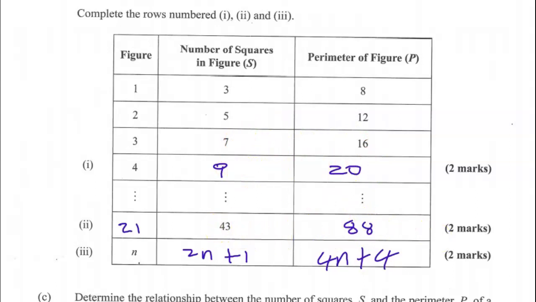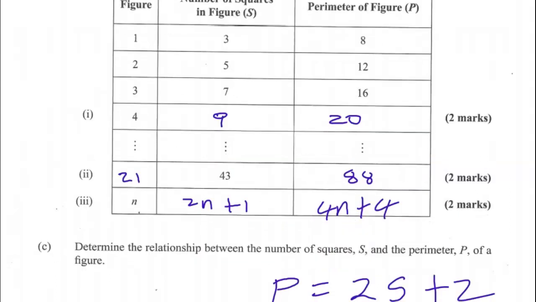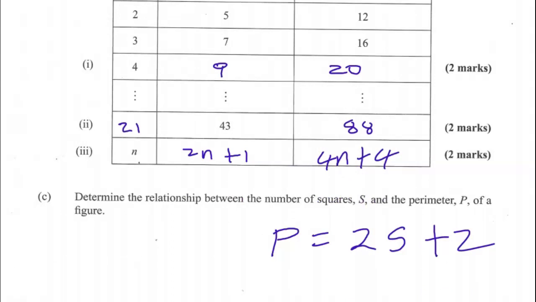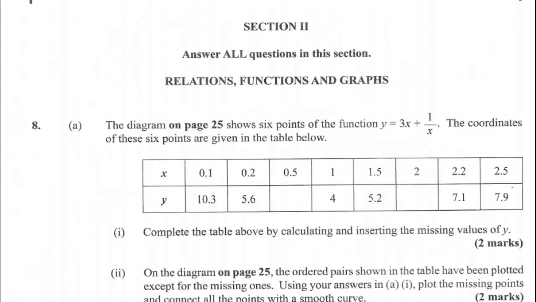Alright, so the perimeter is equal to 2 times the number of squares plus 2. That would be the relationship. So question 8, the diagram on page 25 shows 6 points of the function y equals 3x plus 1 over x. The coordinates of these 6 points are given in the table below, and we have the table there with the x and y values. Complete the table by calculating and inserting the missing values of y.